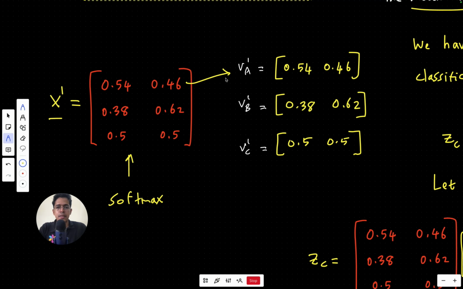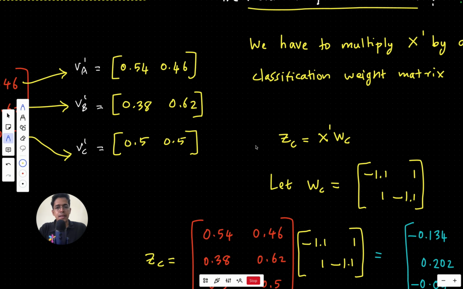First row will be this modified feature vector. Second row will be the second modified feature vector, which is VB prime, and third row will be the third modified vector, VC prime. Now, how do we classify this?